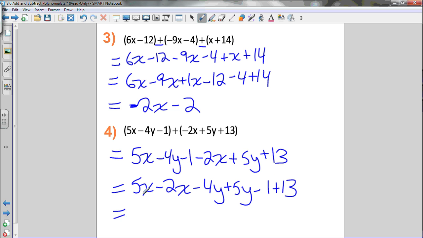And let's simplify this. 5x minus 2x is 3x. Negative 4y plus 5y is positive 1y. Negative 1 plus 13 is positive 12. And then that's as simple as this gets because none of the three terms that are left are like terms at all. So the 3x and the 1y have different variables, so I can't collect those together, and I can't collect the constant term with either of those either.